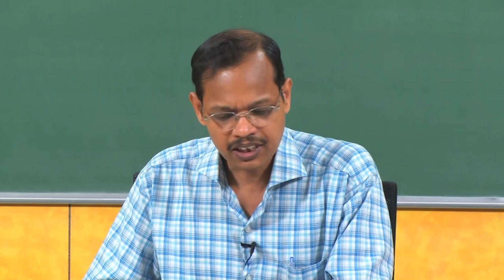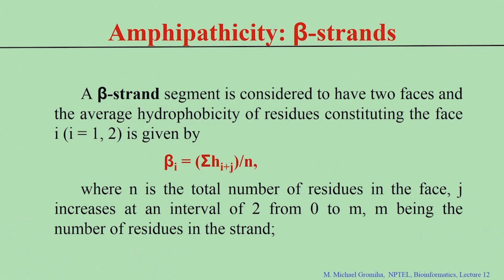In the case of beta strands, you can see there are 2 phases, one is here, one is here, alternate phases. One has high and the other has low hydrophobicity. So, in this case you can calculate beta I, this is summation of h(i+j) by n, where the intervals are of 2. In the helix we have an interval of 4, in the beta sheet an interval of 2, up to m, where m is the number of residues in each strand. So, beta I is equal to sigma h(i+j) divided by n, where n is the number of residues in each phase, either here or here.